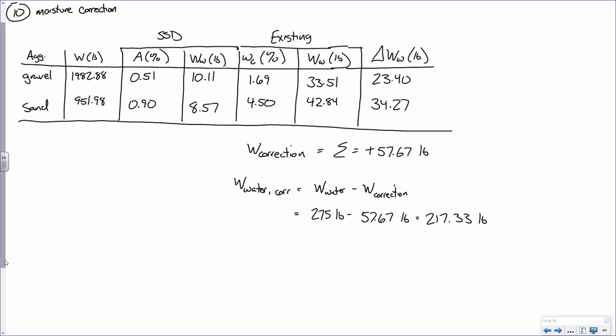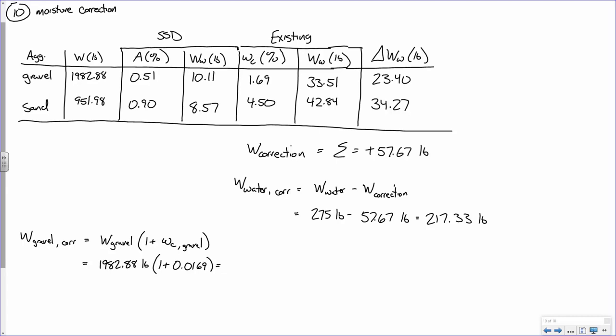So what I'm going to say is the weight of the gravel corrected is the weight of the gravel times 1 plus the water content. So basically, long and short of it is if I have 1.69% water content, I'm bumping up the weight of the gravel 1.69%. So all I'm doing here is I'm taking 1982.88 pounds and multiplying it times 1 plus, since it's a percent, 0.0169. Does everybody see how I'm doing that? I'm using the existing water content, the water content as it exists right now.